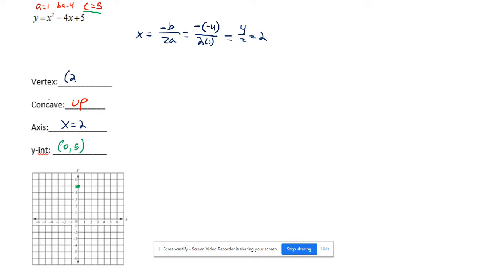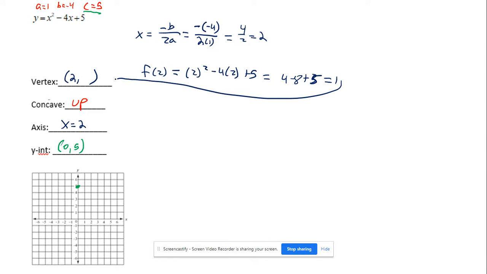So my vertex is the point 2 comma something. Now, how do I get that something? To get that something, I'm going to plug 2 into the original problem. So I go back to my function y, and plug 2 in. So it's going to be 2 squared minus 4 times 2 plus 5. If you do the mental math or use your calculator, you're going to get 4 minus 8 plus, sorry, plus 5. That was a plus 5 at the end. So 4 minus 8 is negative 4, plus 5 is 1. That is the y-coordinate of the vertex. So the vertex is the point (2, 1).